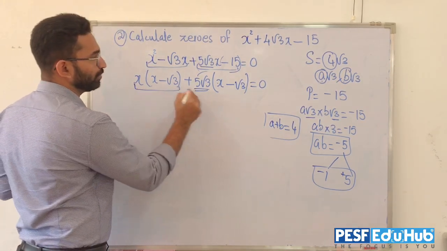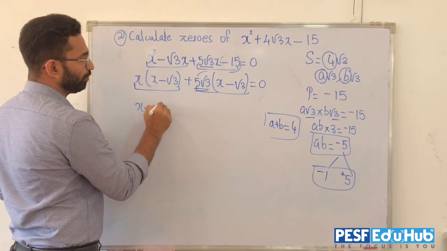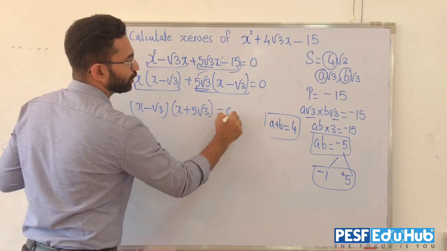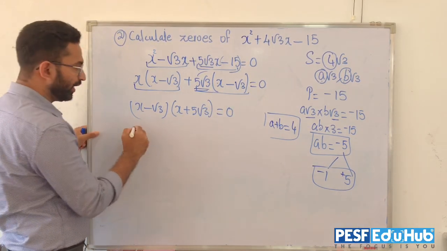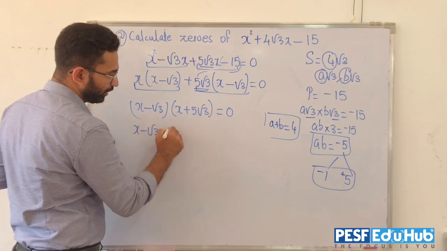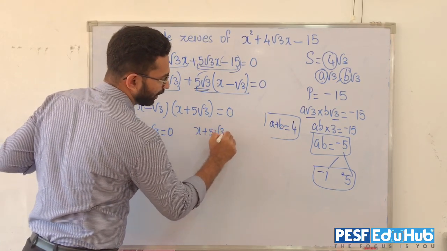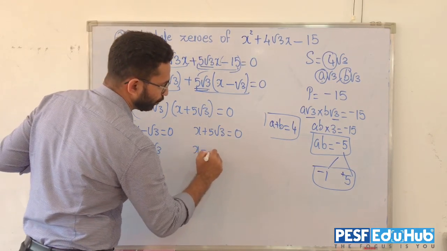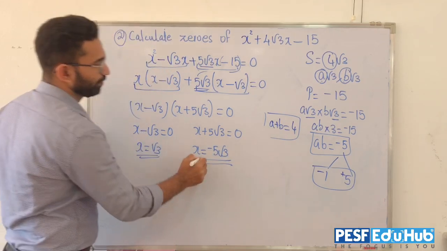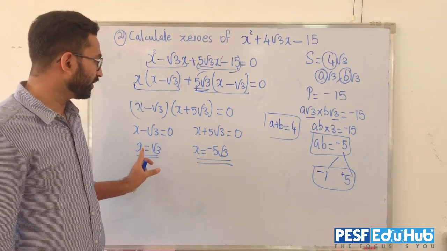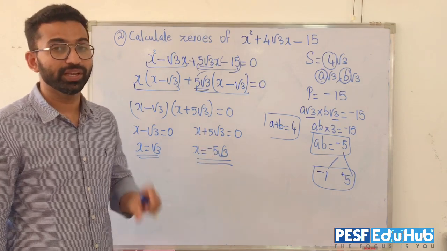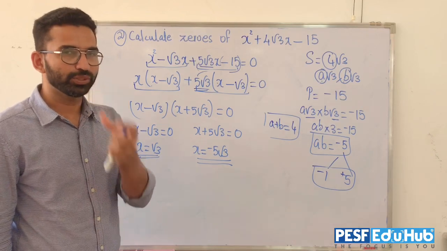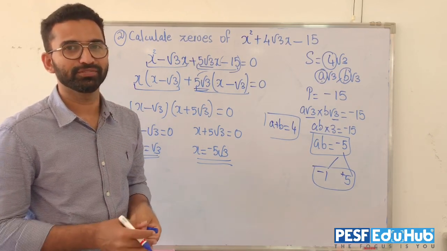So now I have two terms again. x minus root 3 is common. So what is left? x plus 5 root 3 equal to 0. Take individual factors and equate them to 0. x minus root 3 equal to 0 and x plus 5 root 3 equal to 0. So your answer is x equal to root 3 and x equal to minus 5 root 3, which are the zeros of the given polynomial. This is a polynomial given to you. Just try to understand, my dear friends, and do it by yourself.